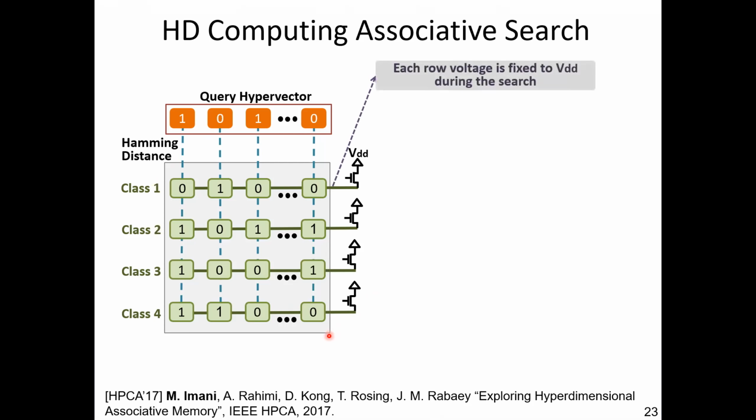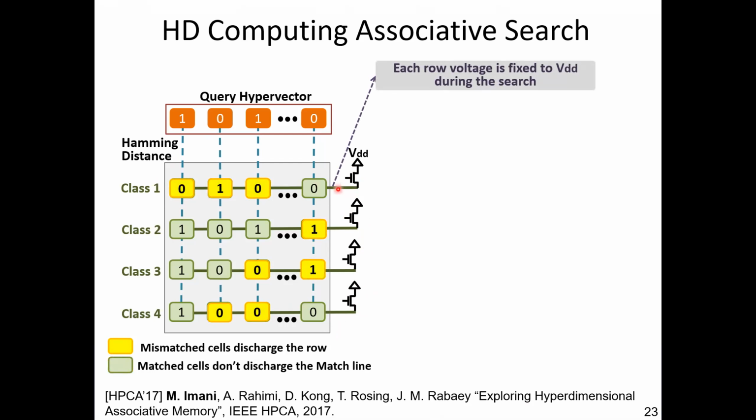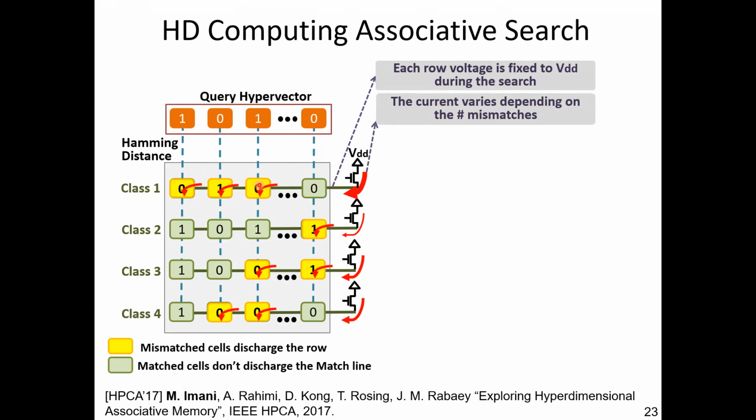What we have done, we added one transistor to every line, which is connected during search. So it fixes the voltage of every green line here to VDD during search. Depending on the number of mismatches that the query has with every line, the yellow cells show mismatches. You can see they don't match. These start discharging a green line. The more mismatches, the higher the current passing through the access transistor.